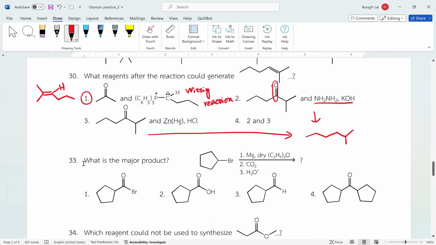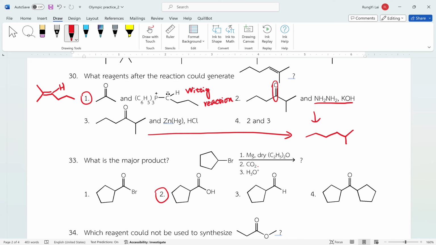So next one, what is the major product of this reaction? You can see the starting material is an alkyl halide, a cyclic bromocyclopentane. The first step, whenever you see magnesium, that means you are going to prepare a Grignard reagent. And the second step is carbon dioxide. So this morning I have taught you, you are going to use the Grignard reagent to react with carbon dioxide. That means you are going to make a carboxylic acid. So the answer will be this.